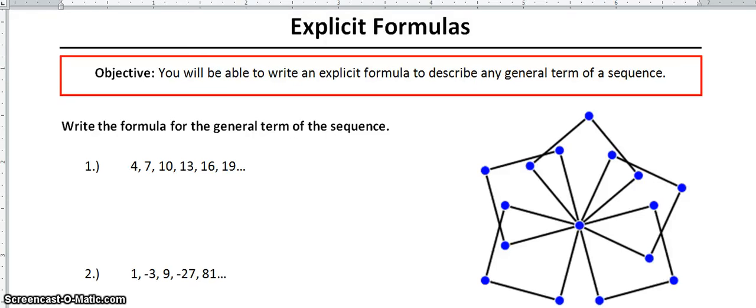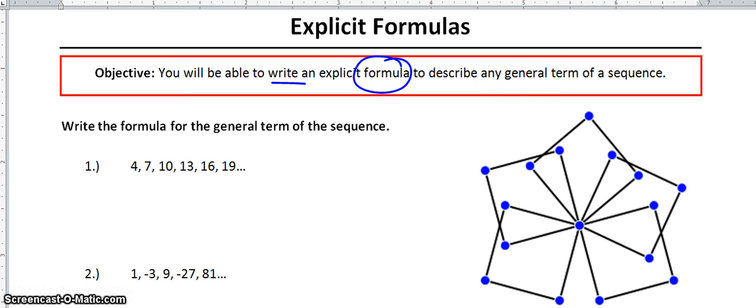Hi everyone. We've been looking at a lot of patterns lately, specifically with numbers and just seeing what term comes next. What I wanted to do in this video is to give you a concrete way to describe a sequence and to find the next term of a sequence. So our objective for today is to be able to write an explicit formula to describe the general term of a sequence. And when I say general term, I mean this formula will calculate any term of a sequence.